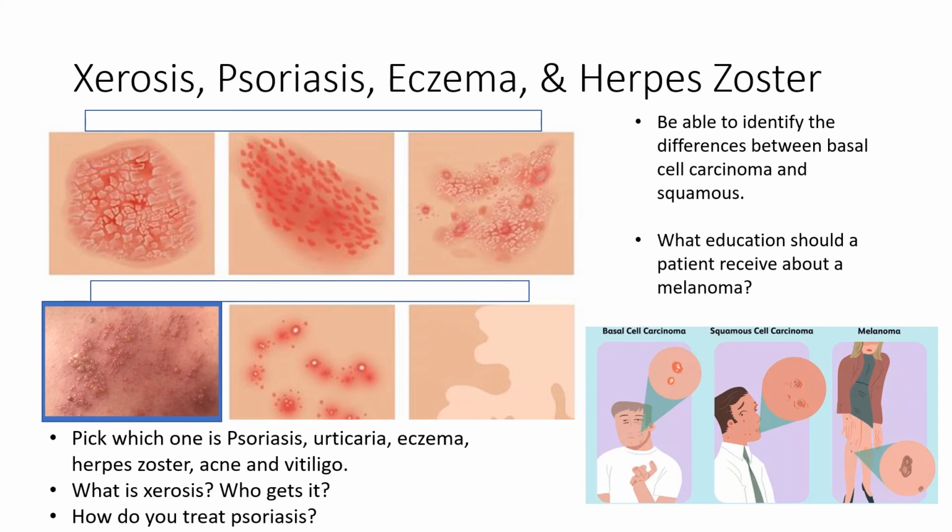Xerosis, once again, it's dry, itchy skin. Old people get dry, itchy skin. They dry up, right? How do we treat psoriasis? We talked about this in class. I'll give you a moment to think about it. Yes, glucocorticoids. Prednisone is going to be a big help for this type of problem.